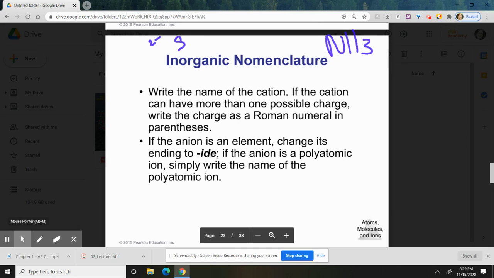Now, when we're naming these, we've got to look back at if they are binary. If they are binary, meaning there's only 2 different types of atoms, it is going to end with IDE. If it's not binary, meaning there's a polyatomic anion in there, it's going to end just with the name of the anion. We don't have to worry about changing the ending for the polyatomic ions.